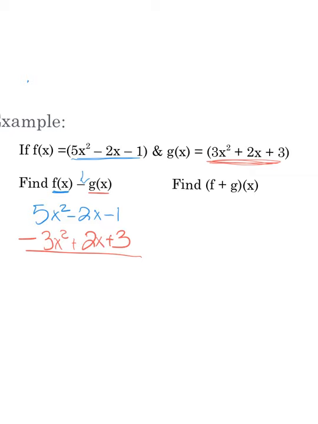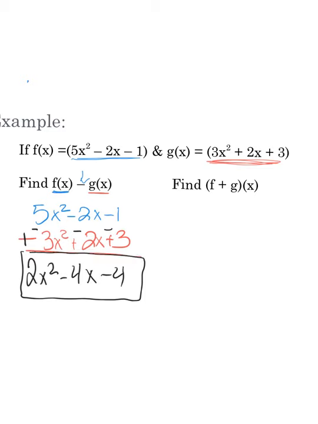Again, I like to do keep, change, change when I'm subtracting. So I'm going to keep the top, change the minus to a plus, and I'm going to change everything after it. Again, now I have 3 sets of like terms. So 5 plus negative 3, that's 2. Negative 2x plus negative 2x is negative 4x. And negative 1 plus negative 3 is negative 4.